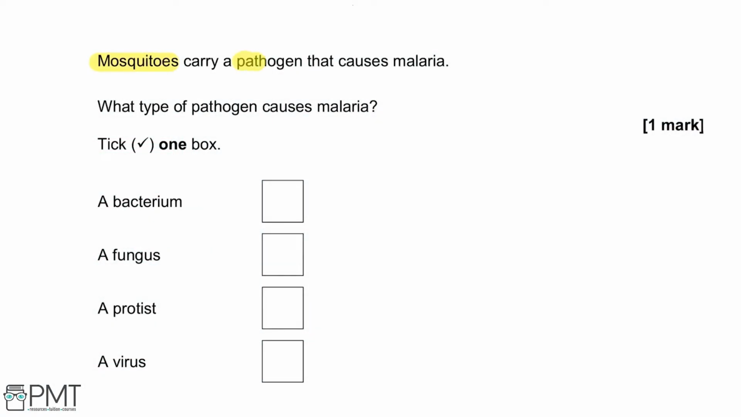Mosquitoes carry a pathogen that causes malaria. What type of pathogen causes malaria? Tick 1 box. So the answer to this one is a protist, and specifically it is called the Plasmodium protist.